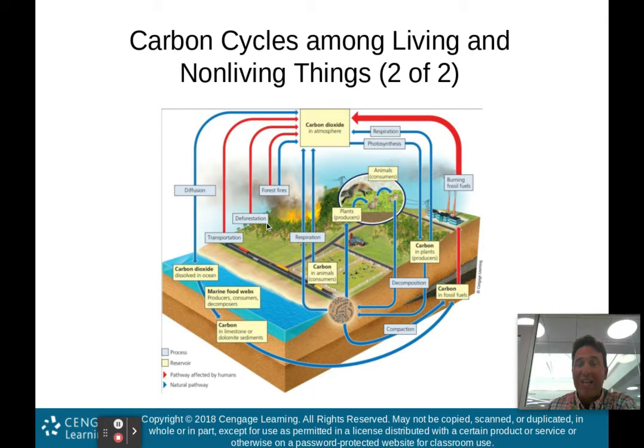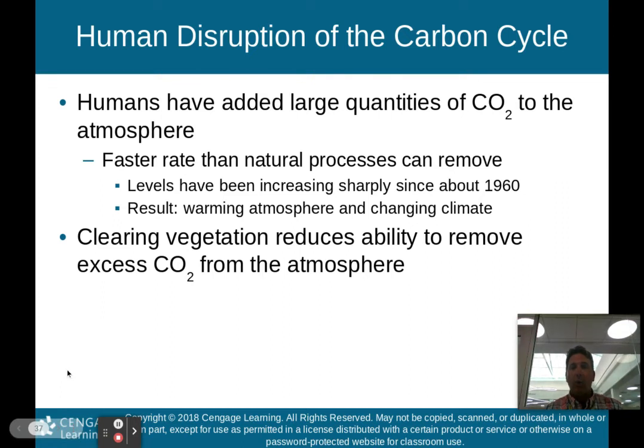So now with the deforestation, you have less trees. Burning it also releases it, but you have less trees. If you don't burn them, you have less trees to sequester or to bring in that carbon dioxide, right, through photosynthesis. And so obviously it stays in the atmosphere. And that obviously is what is producing the global warming. Levels have been increasing sharply since about the 1960s. And again, the result is a warming atmosphere and changing climate. Clearing vegetation also reduces the ability to remove excess carbon dioxide from the atmosphere. Now, we're going to do a whole unit on climate change toward the end of the year. So we'll get into this a little more. But again, definitely have a general idea of the carbon cycle.